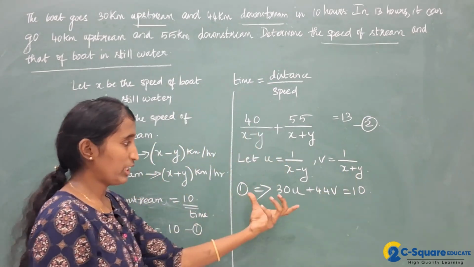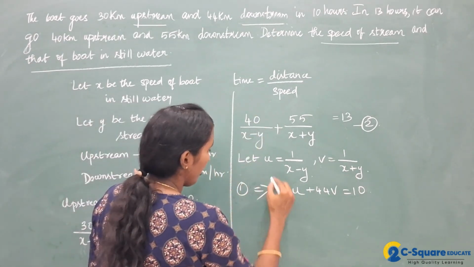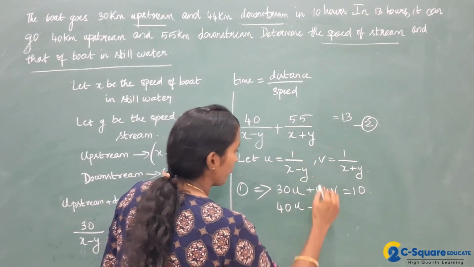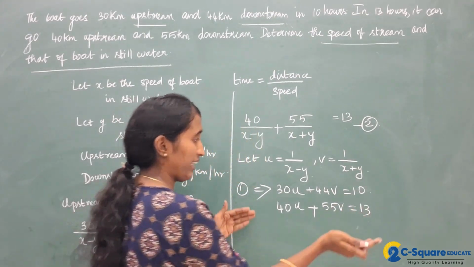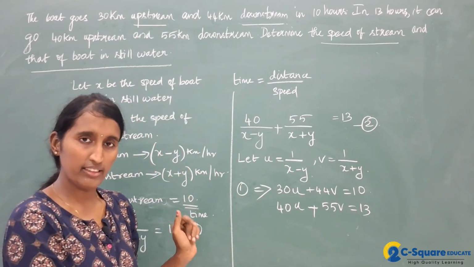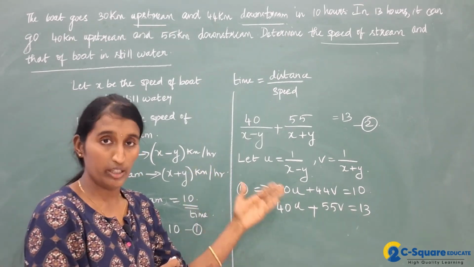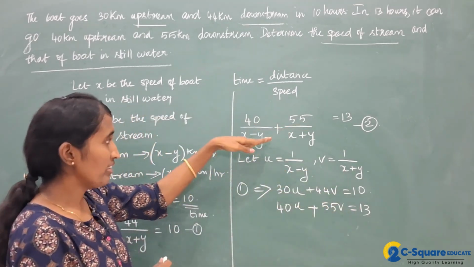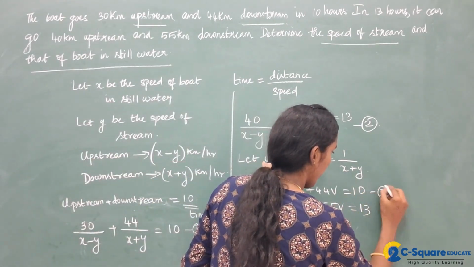So our first equation has become linear. Now the second one: again 40 times u, since 1 by x minus y is u, plus 55 times v equals 13. Now my second equation is also in linear form, and both equations are linear. Now you can use substitution or elimination to find the unknowns u and v, and from there you will find x and y. Now let's label this as equation 3 and this as equation 4.